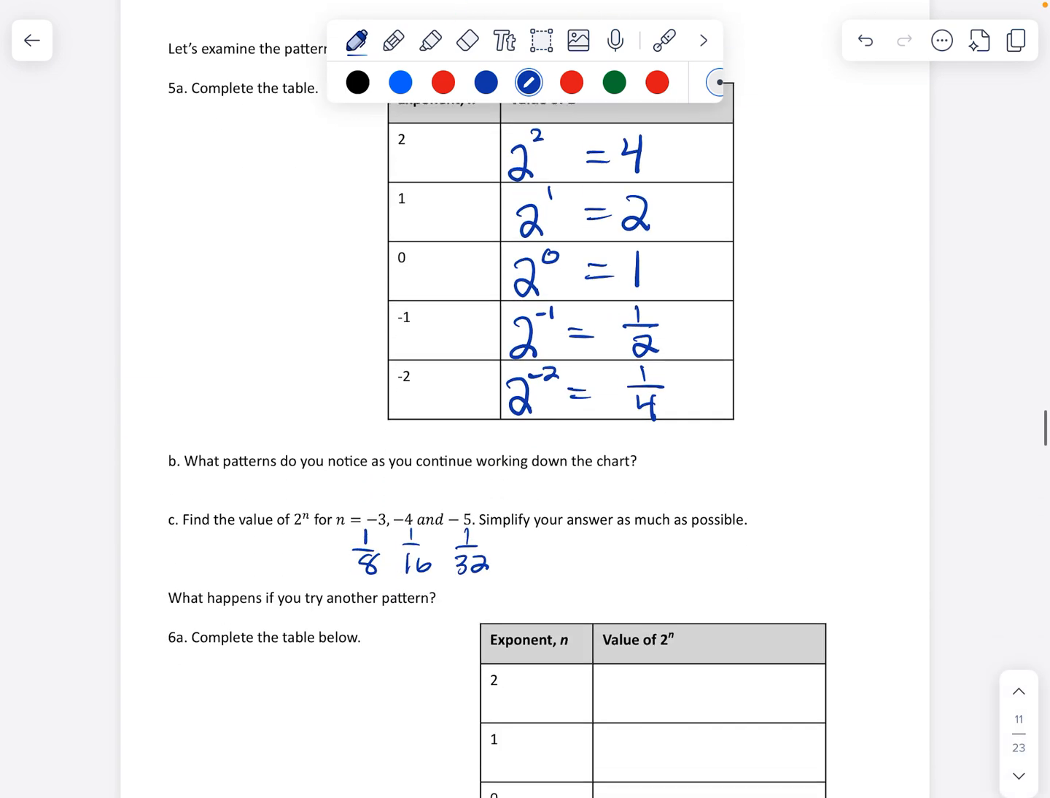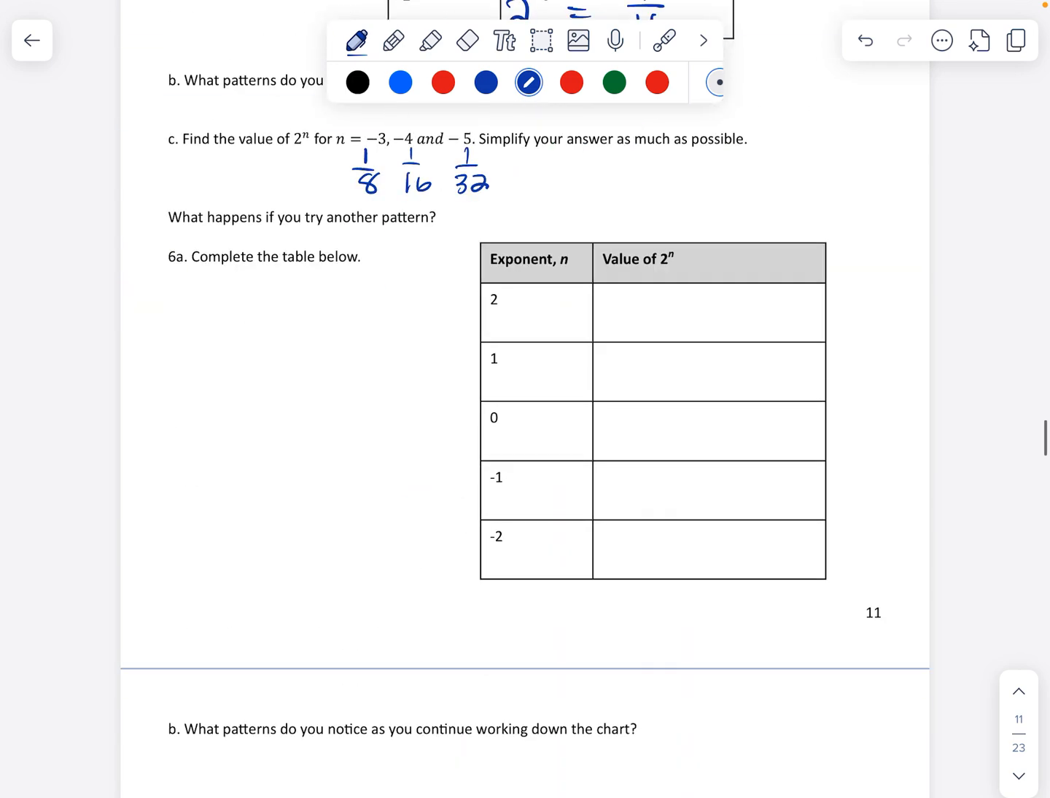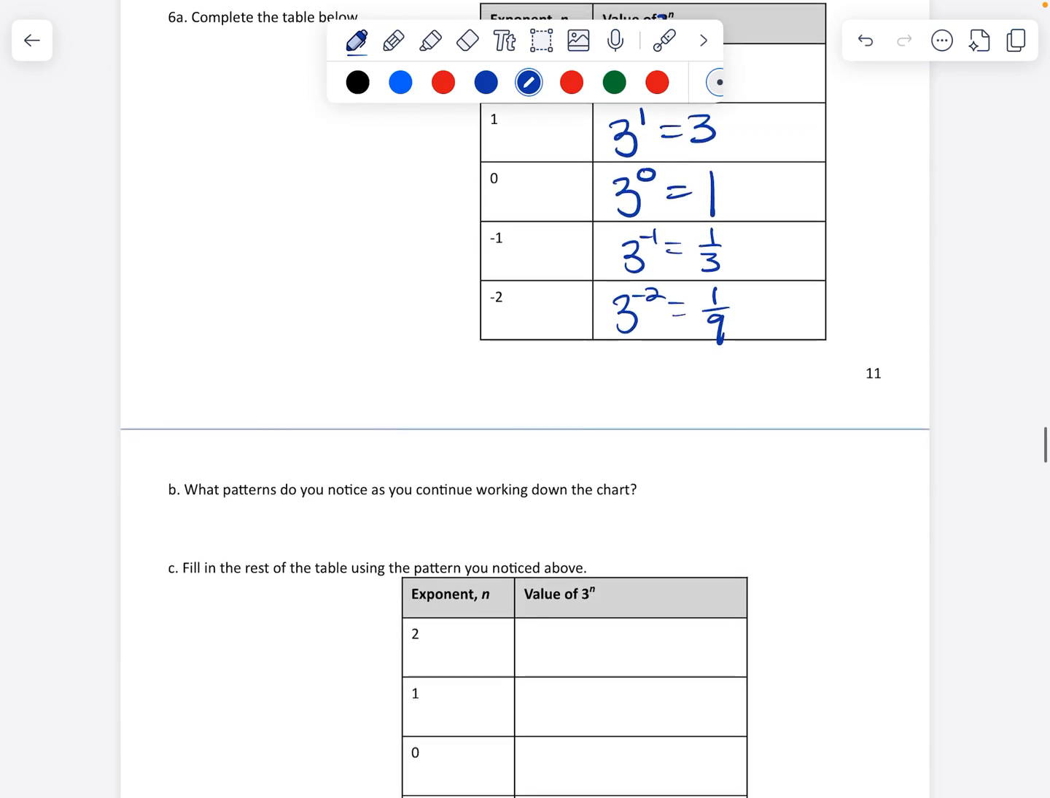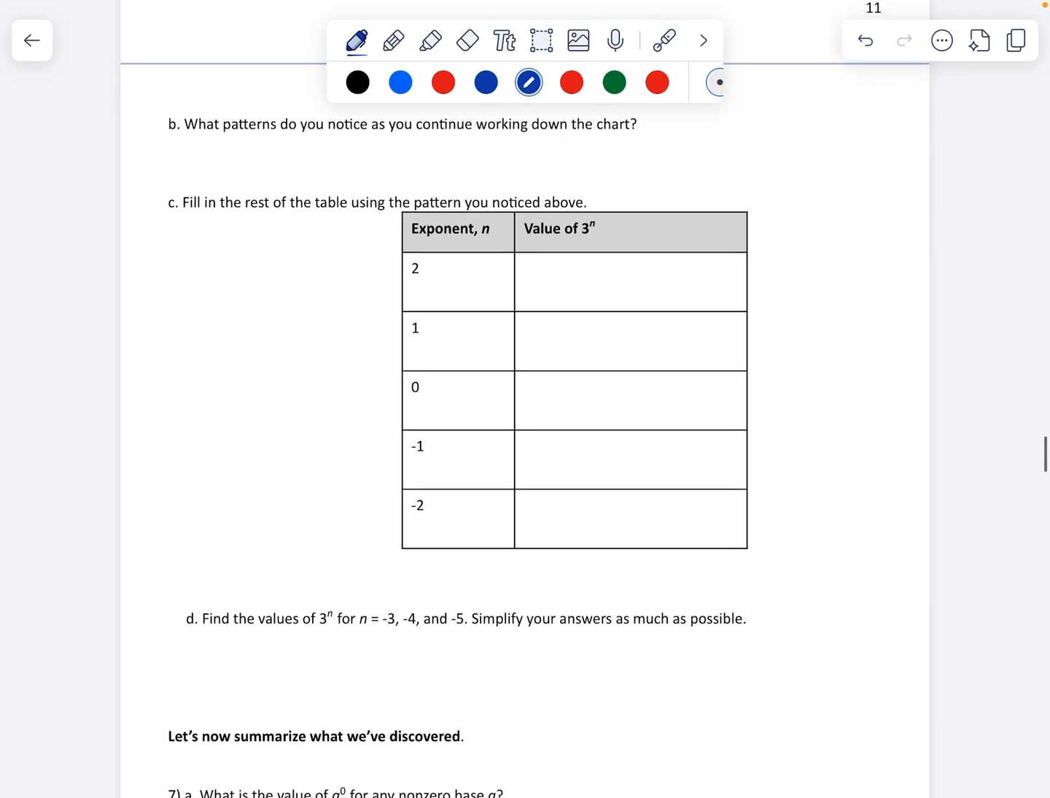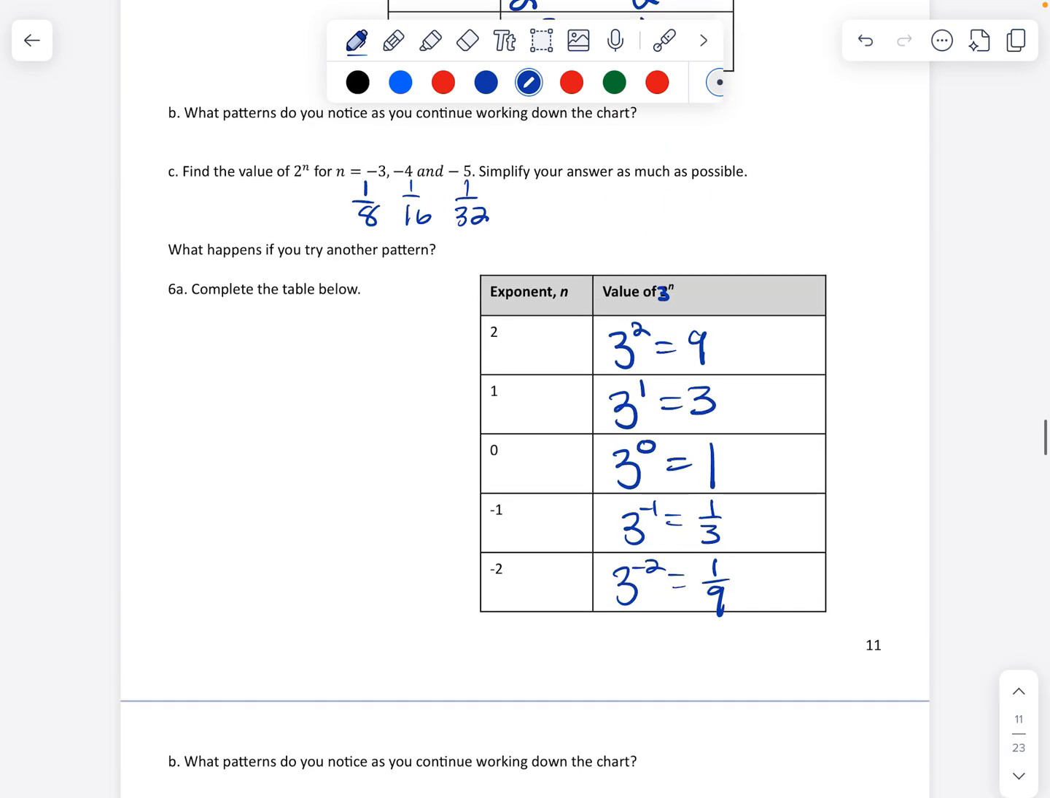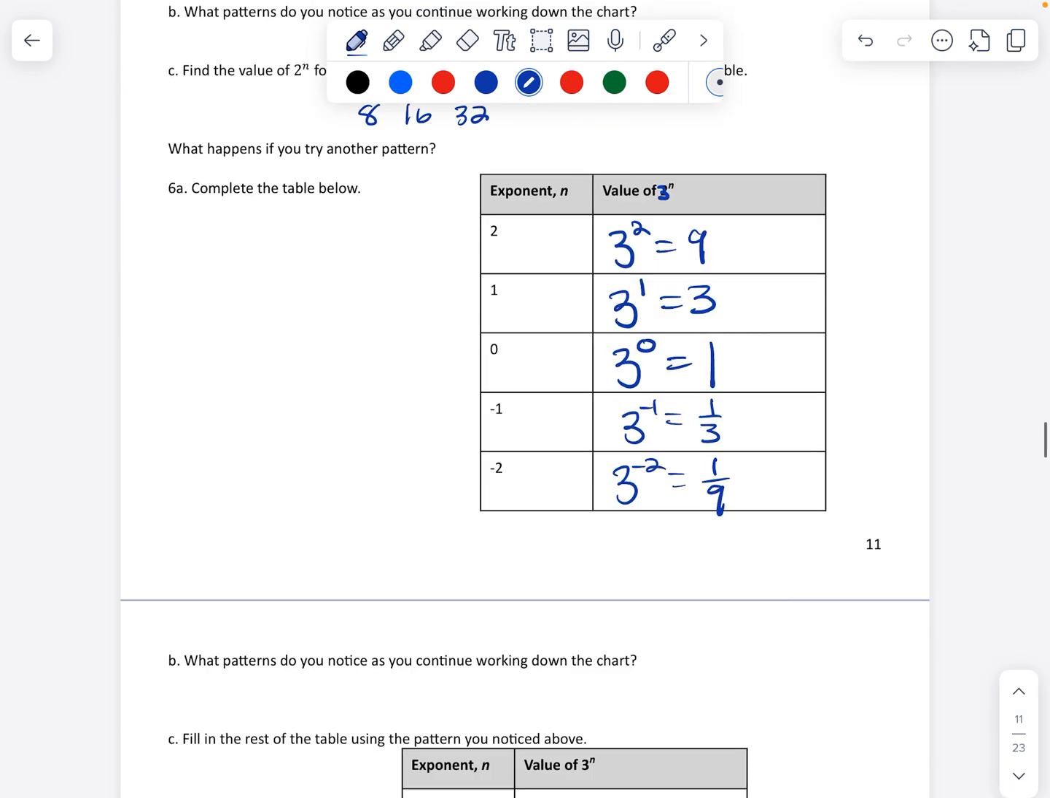So let's try this again with 3. So 3 squared is 9. 3 to the first is 3. 3 to the 0 is 1. So I'm dividing by 3. So 3 to the negative 1 is 1/3. 3 to the negative 2 is 1/9. So it's kind of like dividing by thirds.